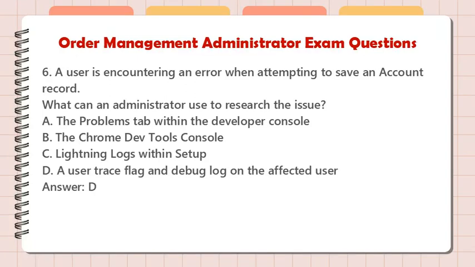6. A user is encountering an error when attempting to save an account record. What can an administrator use to research the issue? A. The Problems tab within the Developer Console. B. The Chrome DevTools console. C. Lightning logs within Setup. D. A user trace flag and debug log on the affected user. Answer. D.